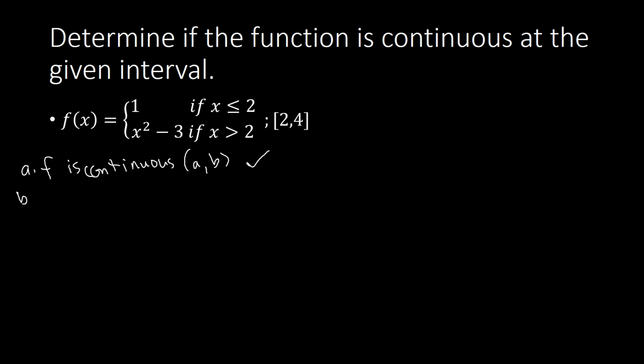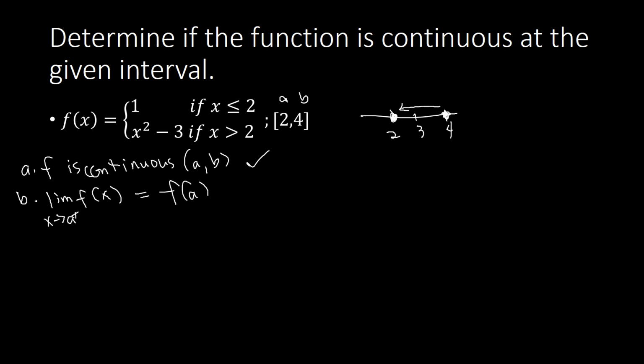Let's go for the second one. We need to prove that our limit of f of x as x approaches a, our a is this one, our b is that one. Notice that on the number line we've got 2, 3, 4. Those are closed. And if you wanted to approach your a, which is 2 there, your values are coming from the right side. So that means this is a plus, which is going to be equal to f of a. We need to prove that one.